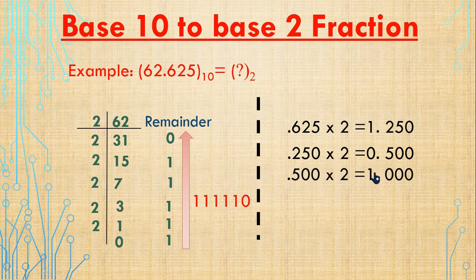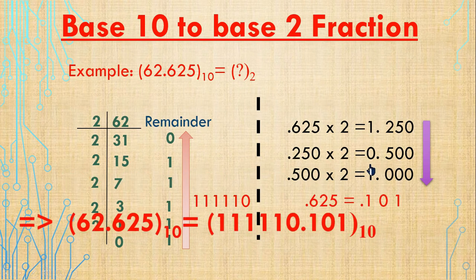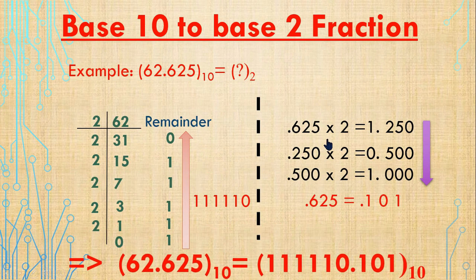We multiply by 2, we have 1.00. Now the fraction here is already 0, and anything times 0 is 0, so we end at this level and we read the results from top to bottom, unlike the integer whereby we read the results from bottom to top. With the fraction, we read the results from top to bottom. So what will we get? We have 101. Therefore this is going to be our result.